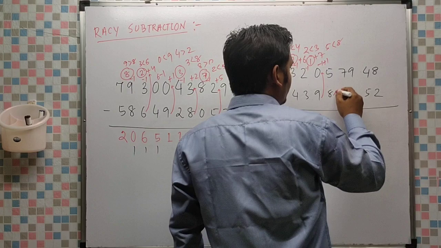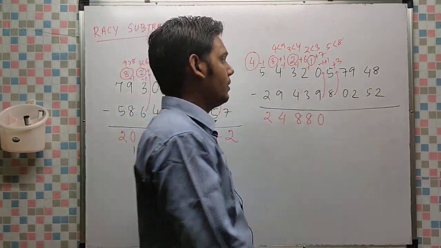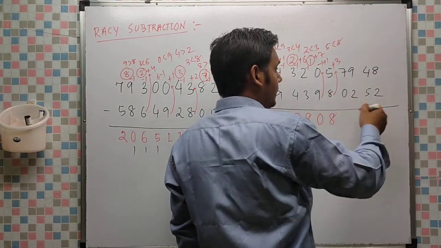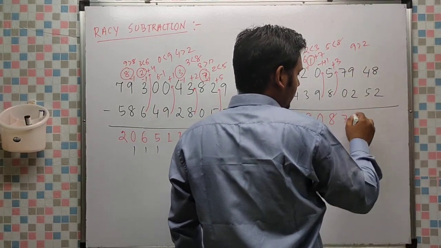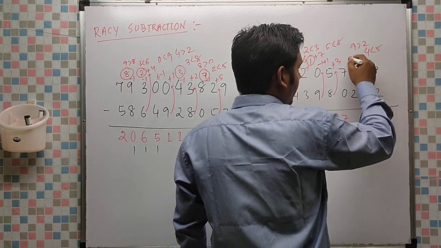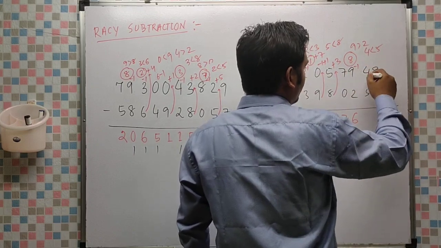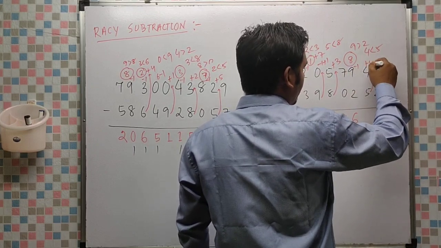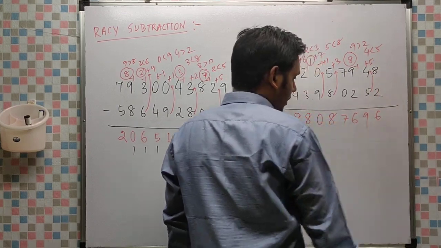7 is greater than 0, so 8 complement will be added. Because 5 minus 8 is not possible, 5 plus 3, that is 8. 9 is greater than 2, so possible, 7 minus 0, 7. 4 is less than 5, so 9 will be decreased by 1, that is 8. 8 minus 2 is 6. 8 is greater than 2, so 5 complement directly you have to add. 4 plus 5, that is 9. 8 minus 2, that is 6.